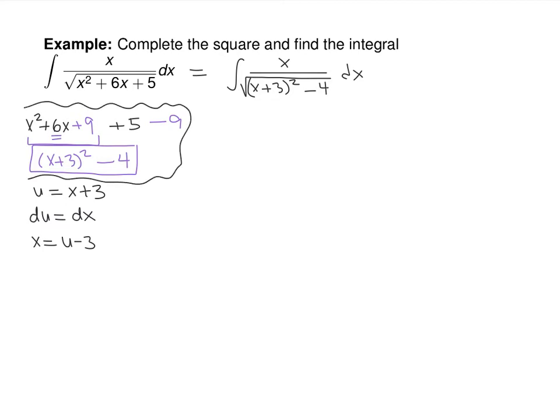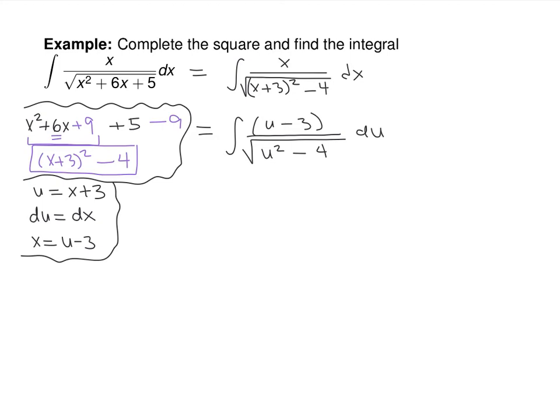So that's kind of like all pre-processing. There's the complete the square. Here's the substitution. Oh my goodness. It's tedious, probably a homework question, not a quiz question. You get the integral of u minus 3 over the root of u squared minus 4 du.